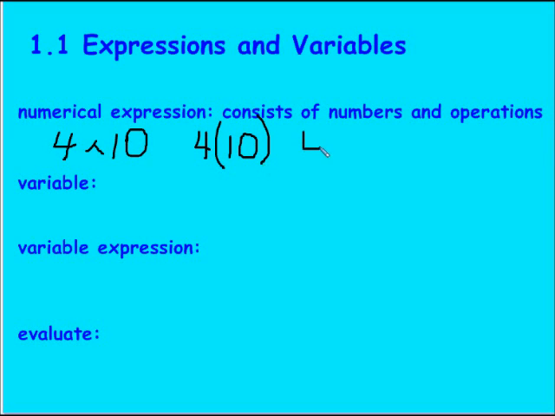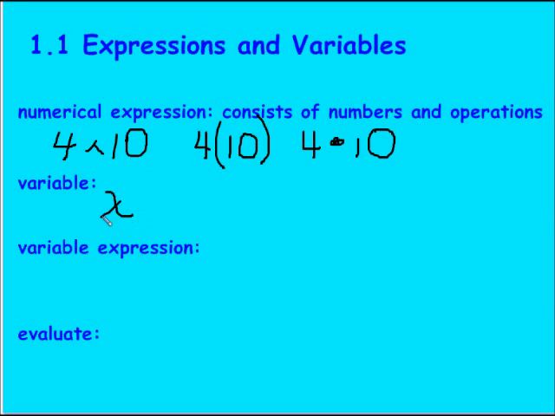Or you can write it as 4 and you can use a dot there instead. And a dot, that's an ugly dot, but I think you can see it, 4 times 10. Our next expression is variable, and variable is just a letter that is used to represent one or more numbers, or something that we might solve for.